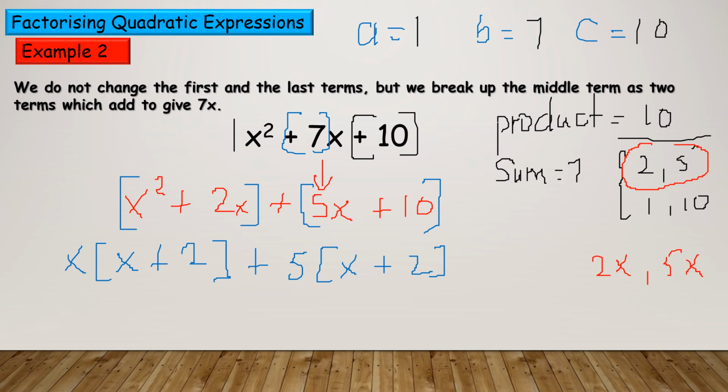So again, the brackets are the same. x plus 2 is the same expression in each of the two brackets. So we're going to get x plus 5 in one bracket and x plus 2 in the second bracket.